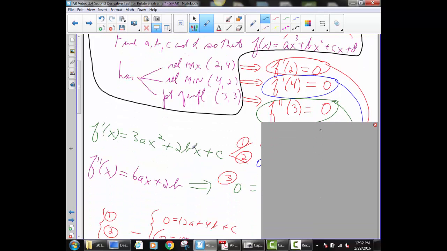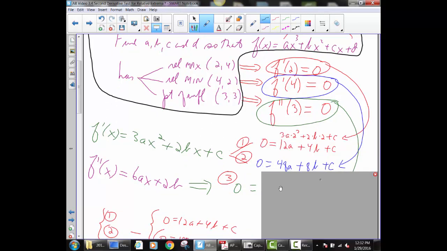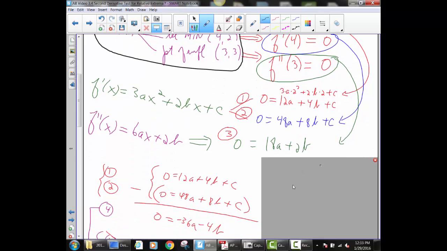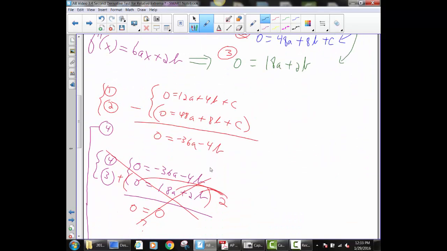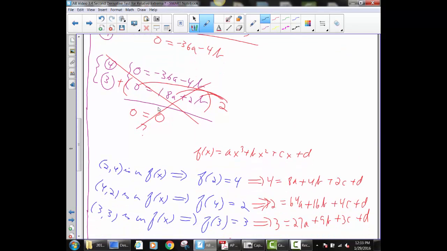So I find the first derivative. I plug in the fact that if I replace all the x's by 2 in the first derivative, I get 0. If I replace all the x's by 4 in the first derivative, I get 0. So I get these two equations. And if I take the second derivative, which is this, if I replace all the x's by 3, I get 0, which gives me this green equation. You now have 3 equations and 3 variables. It's basically a process of solving the system of equations.